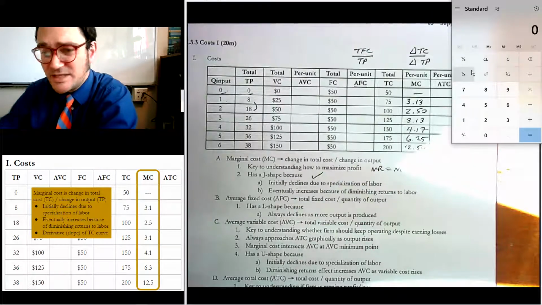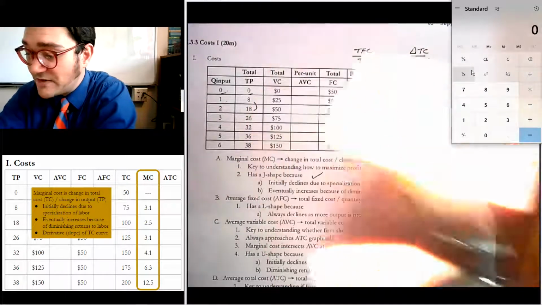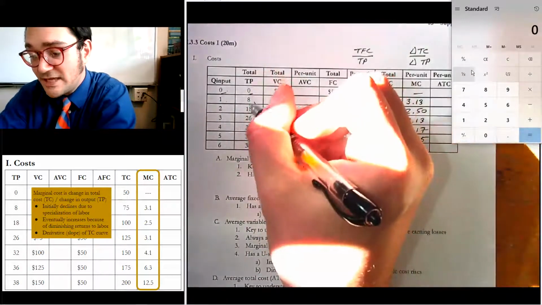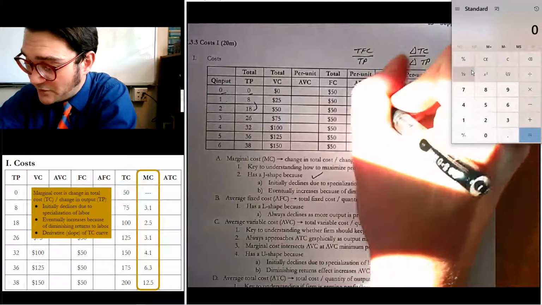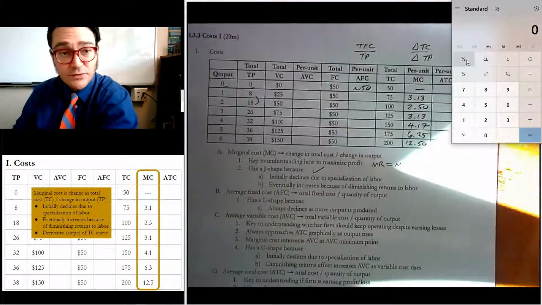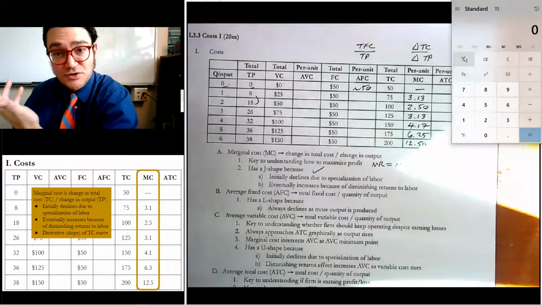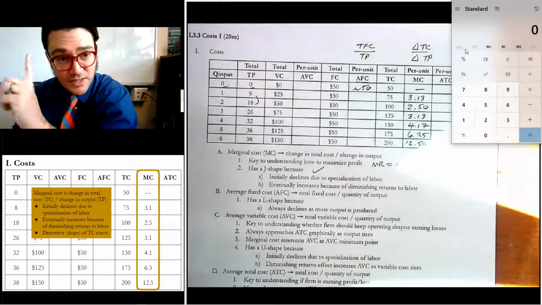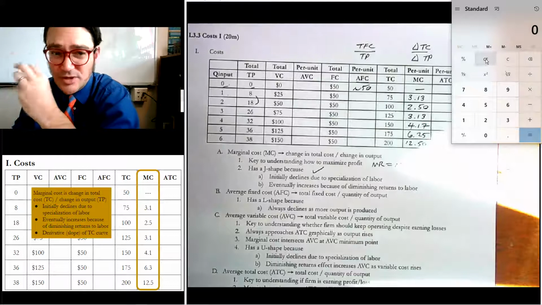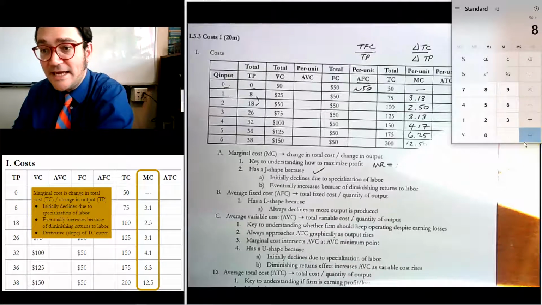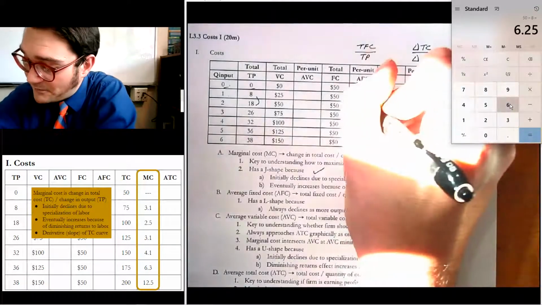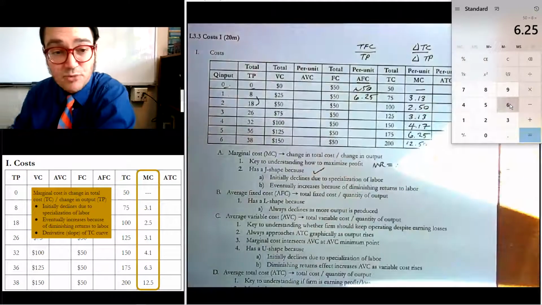50 divided by 0 isn't going to be a value, but if we were to have an infinitesimally small number, it would be very close to 50. If we only had 1 unit of output, the average fixed cost would be 50 divided by 1, so it's close to 50, but we know that it's undefined. Now let's do the second one, 50 divided by 8. 50 divided by 8 is 6.25. So you can see that it drops pretty rapidly.